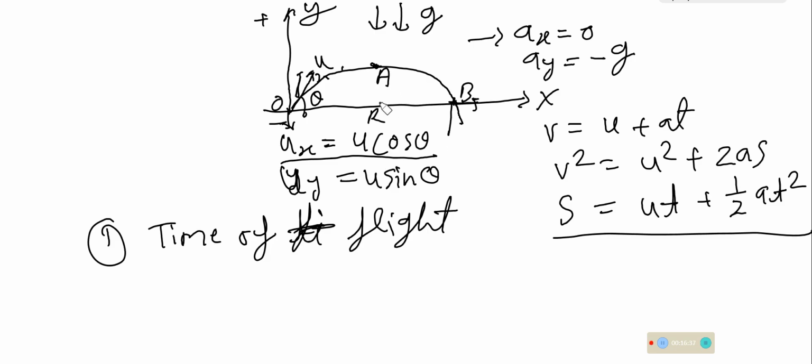Here is one thing: we also calculate the time of flight.